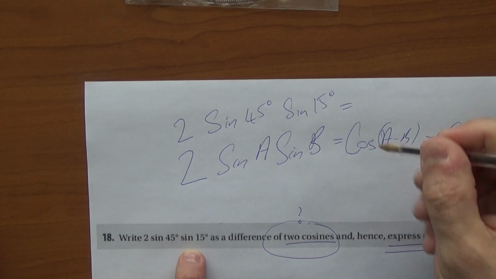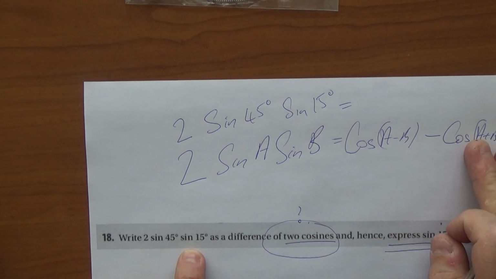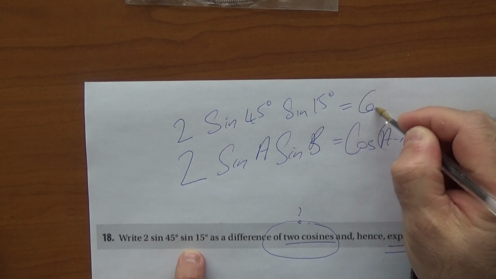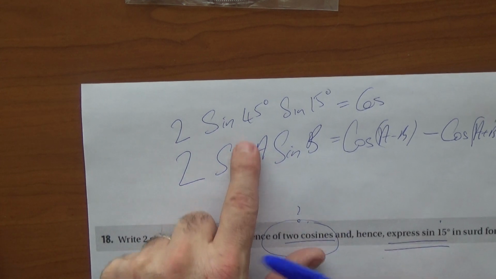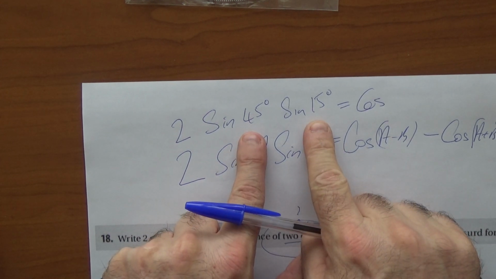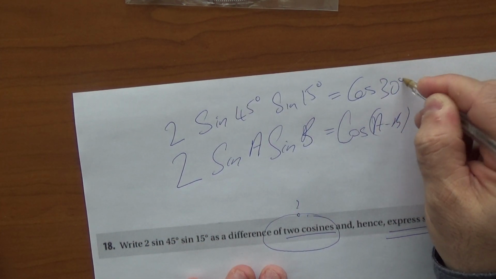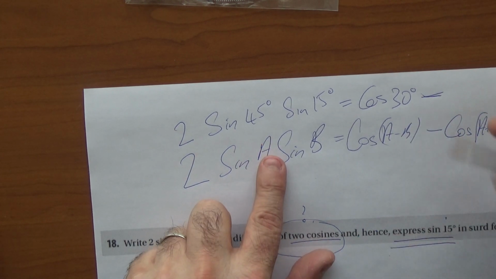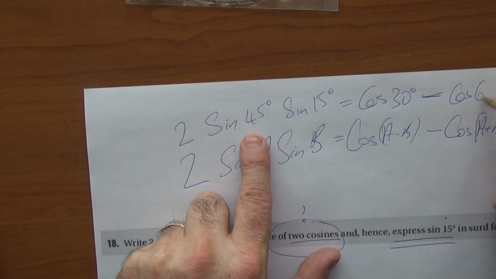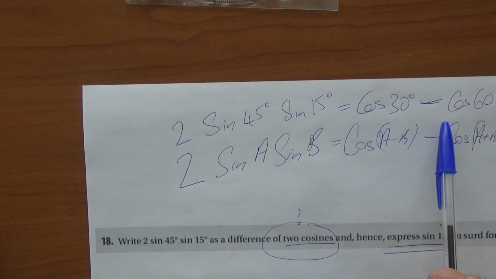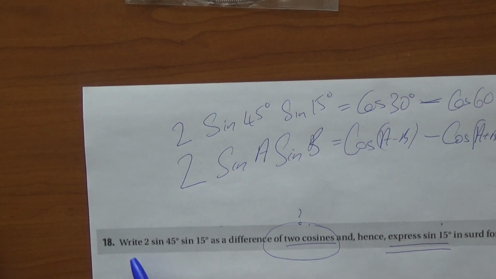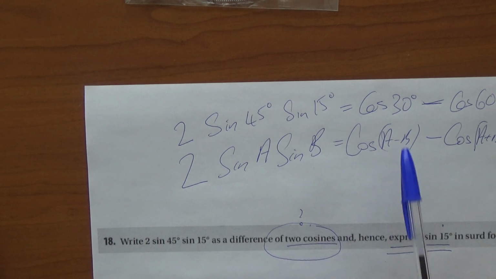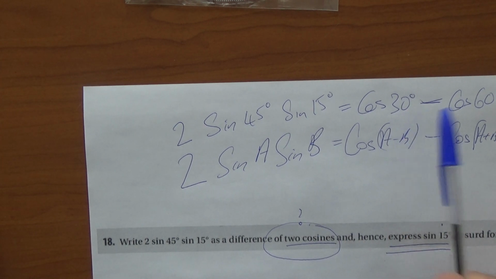So the 2 disappears. It's nice to compare top with bottom. We're getting the cosine, and it's easier to put your finger on things here now. So subtract them and add them and use cosine. So it's cos of 30 minus cos of 60. As a difference of 2 cosines. Has that been achieved? Yes, it has.